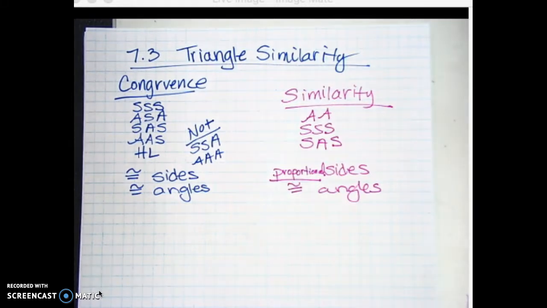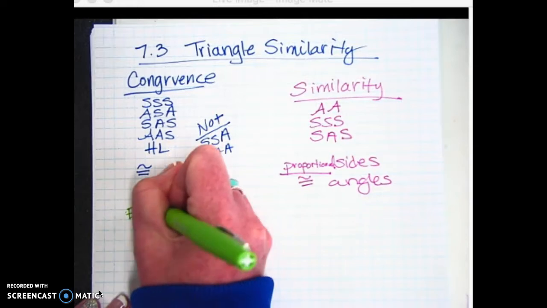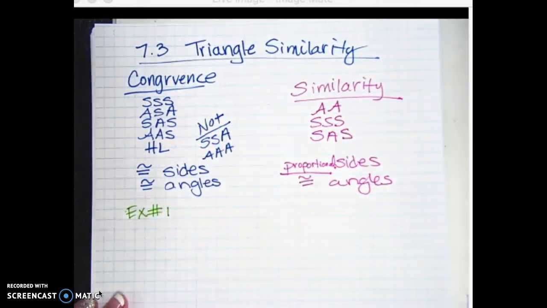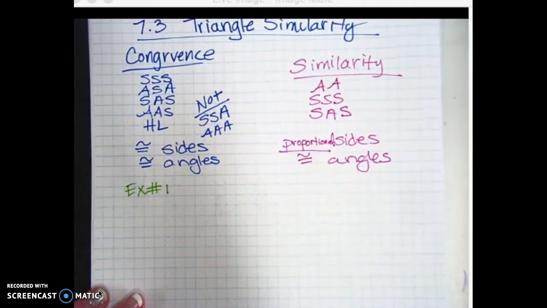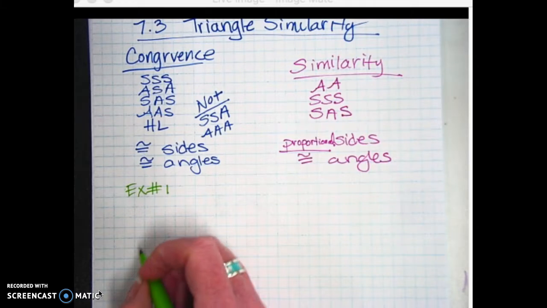Okay? So here's the type of questions you're going to see. Example number 1. What is proportional? Proportional means they're going to have the same ratio. If your 2 figures are drawn the same way, you match up the sides, set up a ratio, and they should reduce to the same thing. Okay?